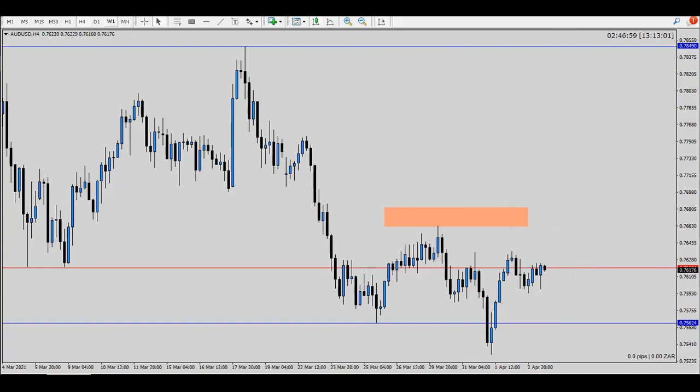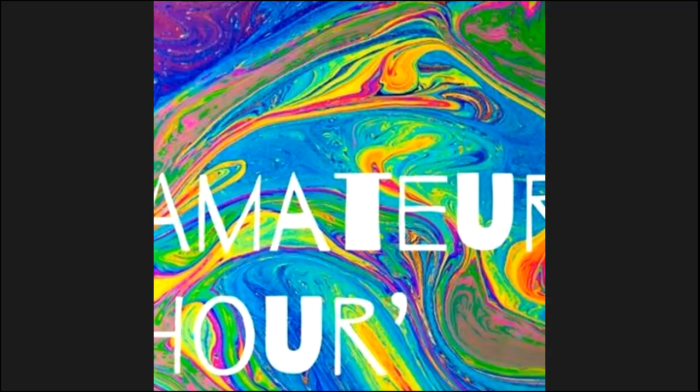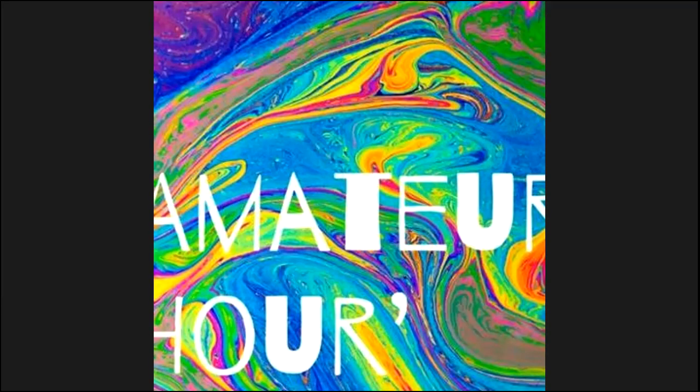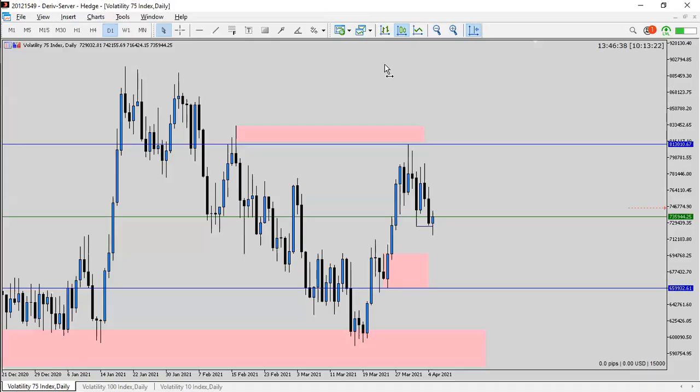Moving on from that, let's have a look at the synthetic indices real quick. Okay, I'm still sharing the same screen. Share screen. All right, cool.